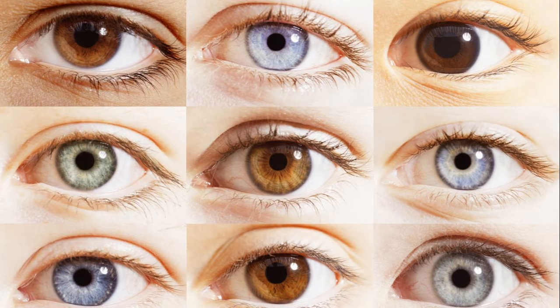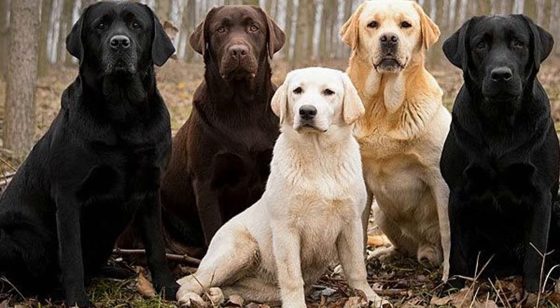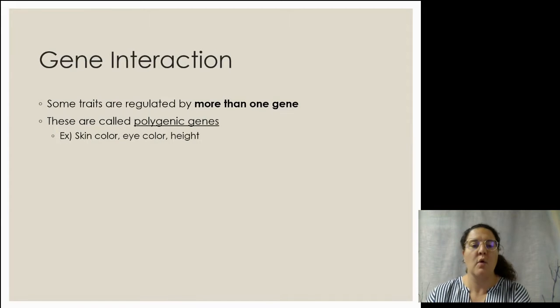Some traits are controlled by the action of more than one gene, like eye color in humans or the coat colors of Labrador dogs. When we're discussing gene interactions, it's important to note that many traits are regulated by more than one gene. These traits are known as polygenic traits. So things like skin color, eye color, and height are all controlled by more than one gene.